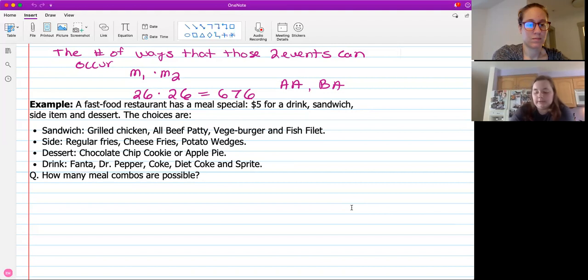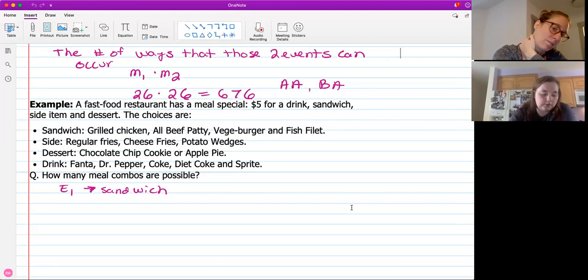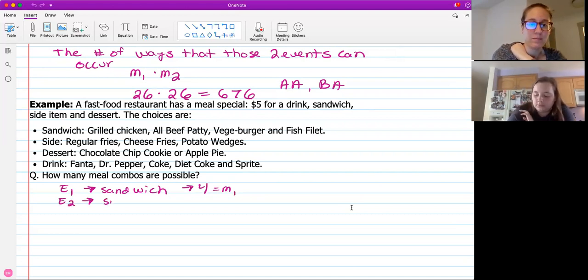So for this one, we need to find out the number of ways that event 1 can happen. And the event 1 that we have here is your sandwich. So you have to choose which sandwich that you want. And the number of different options you have, there's 4. So this is going to be 4, and that's going to be M1. E2 would be what side you want. So M2 would equal 3, because you have 3 different options there. You have regular fries, cheesy fries, or potato wedges.